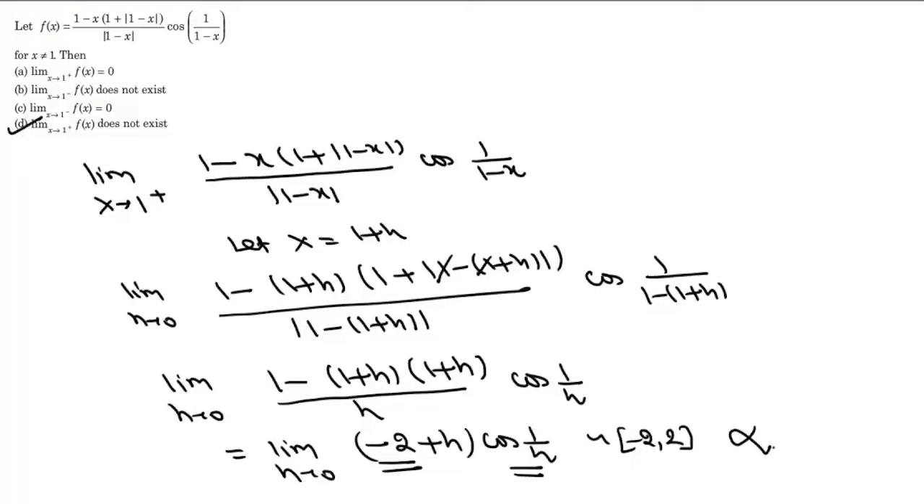Now what about limit x tends to 1 negative? If we take limit x tends to 1 negative of f(x), we let x as 1 minus h.